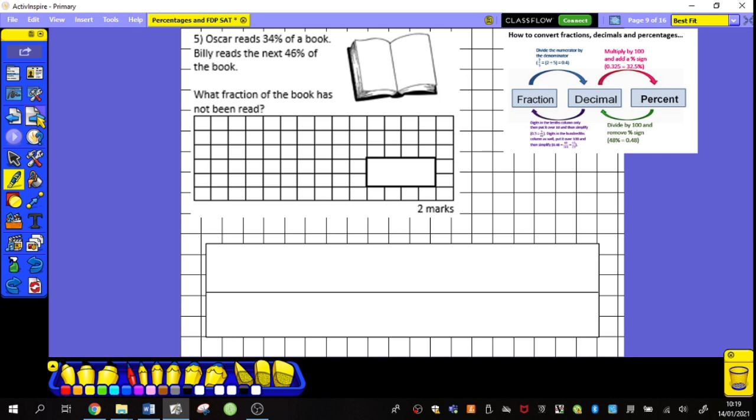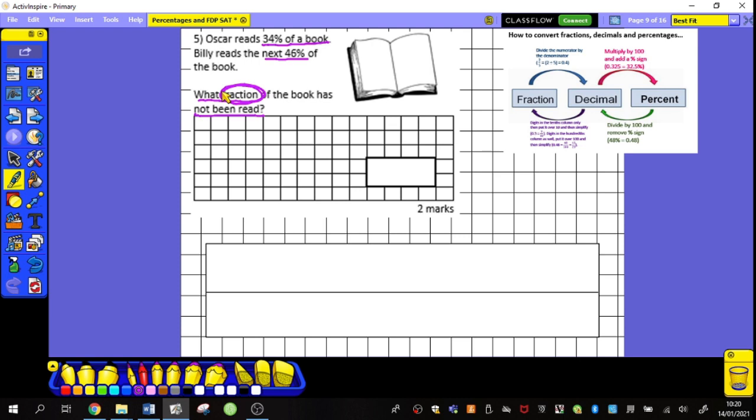Oscar reads 34% of a book. Billy reads the next 46% of the book. What fraction of the book has not been read? So the first thing I need to do is underline the key information. I'm not that fussed about who it is, but I am fussed about him reading 34% of the book. Someone else then reads the next 46%. And I'm finding what fraction has not been read. What fraction is the key part here. So I've got my answer all in percent, my question's all in percentage, but my answer is going to be a fraction. So I'm going to have to, at some point, probably convert between percentage and fraction.